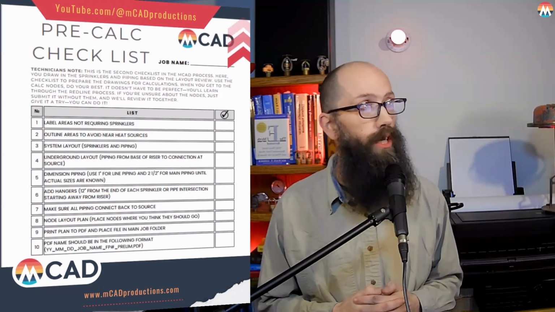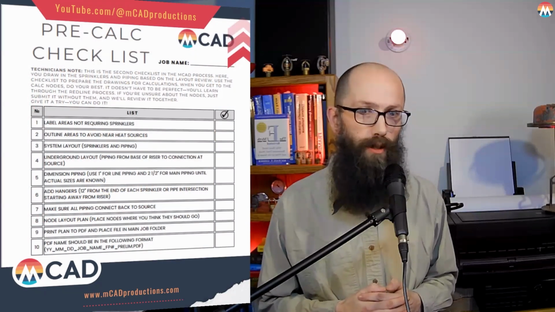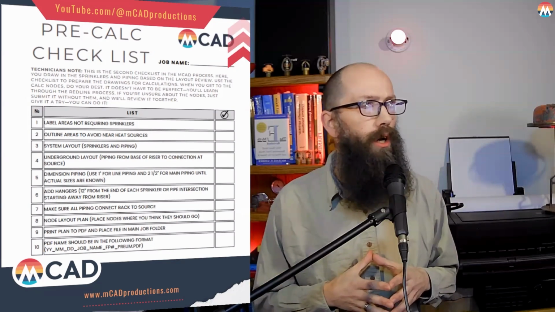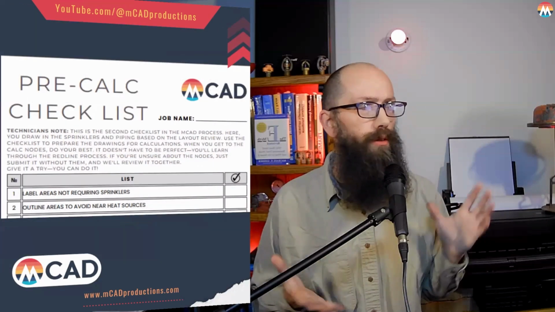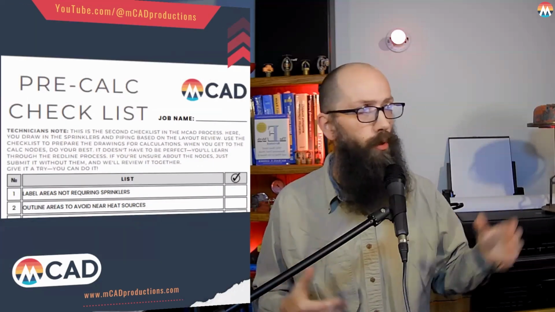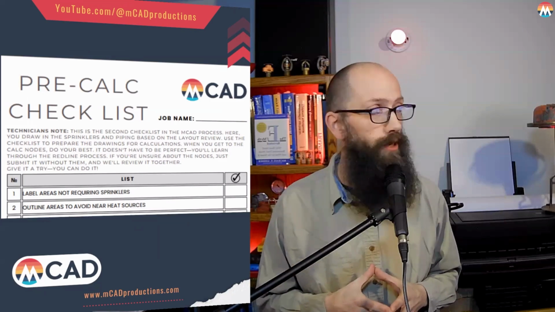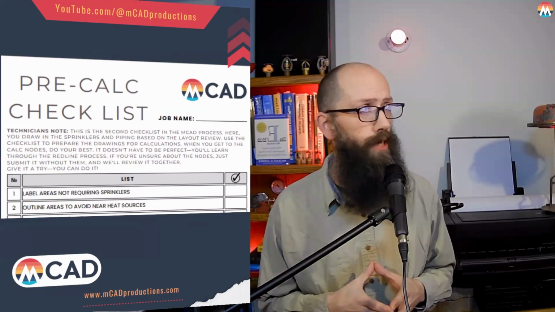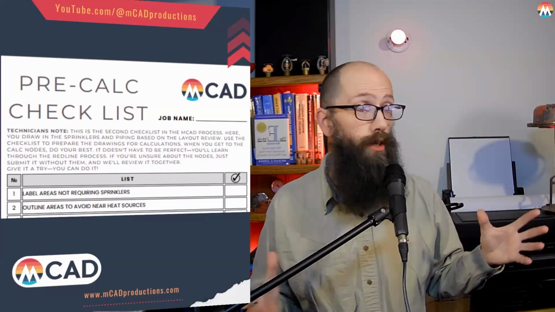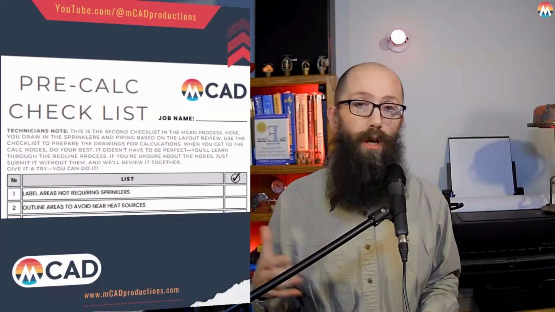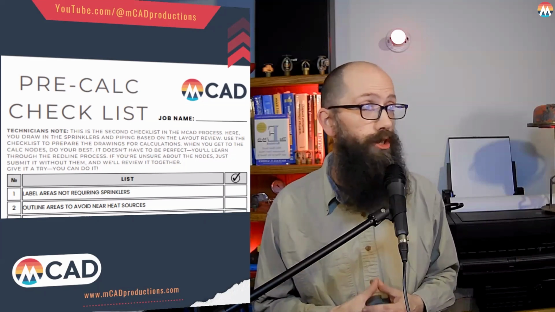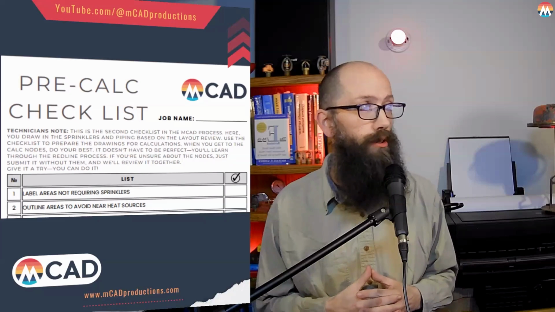So we are on the pre-calc checklist today. The first thing, I want to go over this technician note. This is what I tell my guys. Technician note, this is the second checklist in the mCAD process. Here you draw in the sprinklers and the piping based on the layout review. Use the checklist to prepare the drawings for calculations.